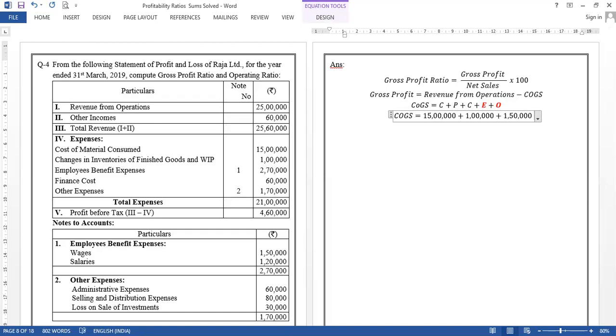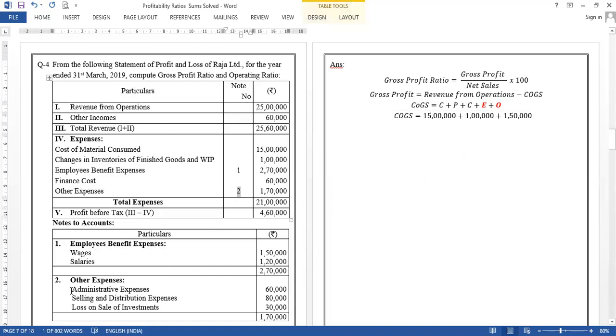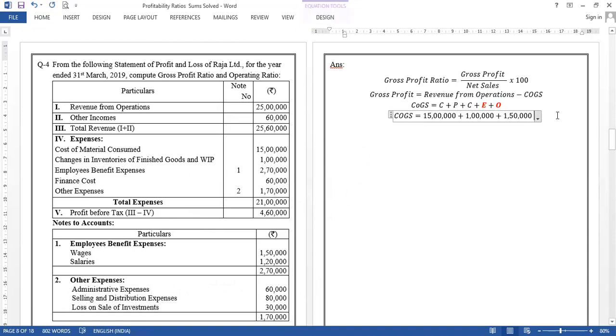Now, in other expenses, I need to check if any direct expenses are there or not. Other expenses, note number 2. In note number 2, we can see that it is administrative expenses, selling expenses, and loss on sale of investments. So no direct expenses are there. So let me get the total over here.